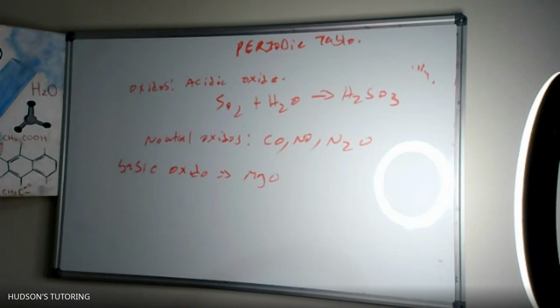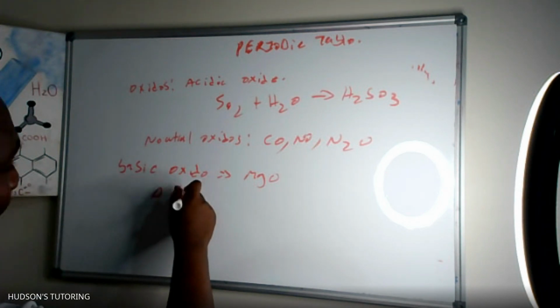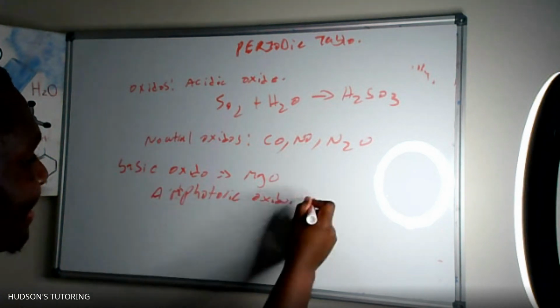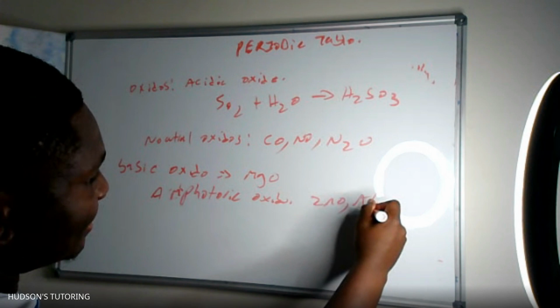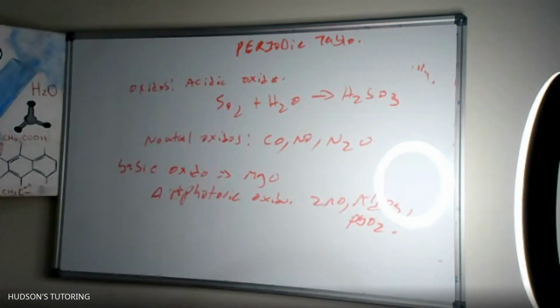And then we have what is known as amphoteric oxides. These are oxides that will react with both acids and bases. All right, amphoteric. As the name suggests, ampho means both. You're looking at things like zinc oxide, aluminum oxide, or lead oxide. And these will react with both acids and bases.